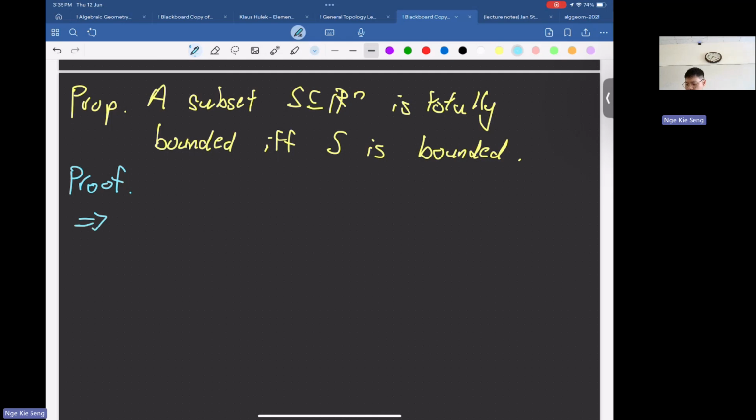Okay, so one direction is done. Here we just need the other direction: bounded implies totally bounded. So bounded means what? Just now Adrian said contained inside a ball, right? If you are contained inside a ball in R^n, you can replace this ball with a closed cube.